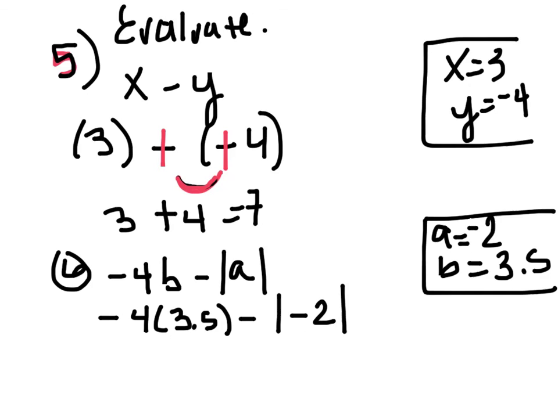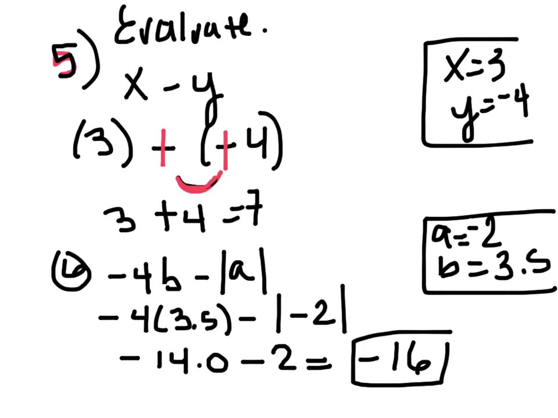Now, if we multiply minus 4 times 3.5, it will give us minus 14.0. And the absolute value of minus 2 gives me a 2. This minus, I will put it down here. This minus is this one. But I will write here the 2. And now we say negative and negative, we add and keep the sign. That is my answer.